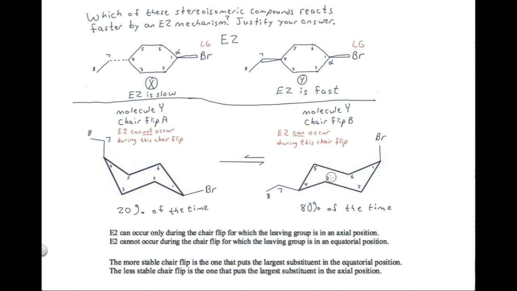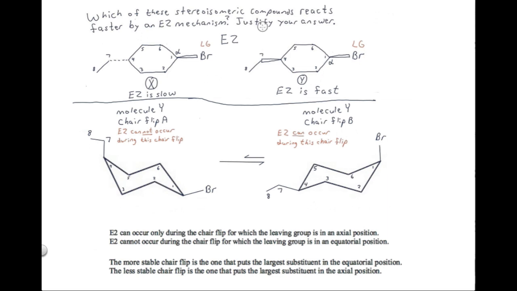Well then, during this 80% of the time, E2 can proceed. And it's only during the 20% of the time that E2 cannot proceed. So E2 would be relatively fast for molecule Y because the molecule is usually in the chair flip during which E2 can occur. I just made up these numbers, 20 and 80%, for illustrative purposes, but we know that this number must be bigger than this number because this chair flip is more stable, since it puts the larger substituent in the equatorial position, and this chair flip puts the larger substituent in the axial position.